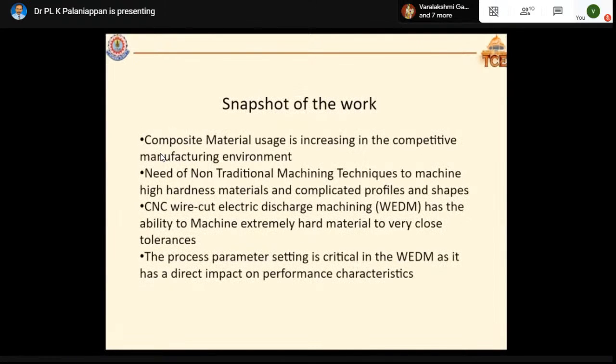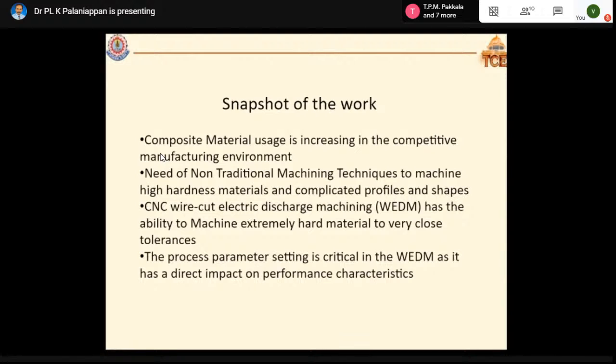This is the overview. When you look into the snapshot of the work, composite material usage is increasing in the competitive manufacturing environment. We cannot deny it, because in the competitive manufacturing environment, as I told you, everybody wants to make their product very compact, compact in size as well as in weight. At the same time, they don't want to compromise the strength. So that's why they are ending up with composite materials. Composite material usage is nowadays very high.